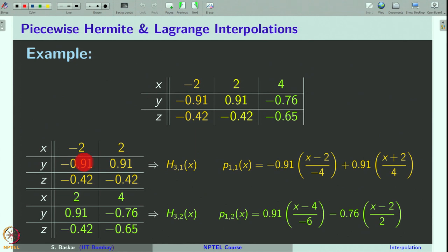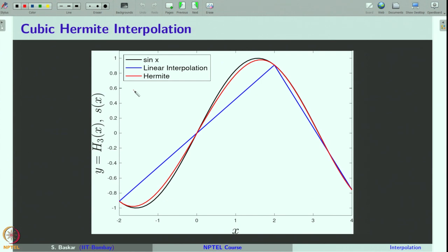Remember, here we are only using the function values but not the derivative values to construct the Lagrange polynomials, right? The derivative values are used only for the Hermite polynomials. Again, combining these two pieces of linear polynomials, we can obtain the piecewise linear polynomial for the given data set. And we also can obtain piecewise cubic Hermite interpolating polynomial for the given data set. Let us try to see graphically how they look like.